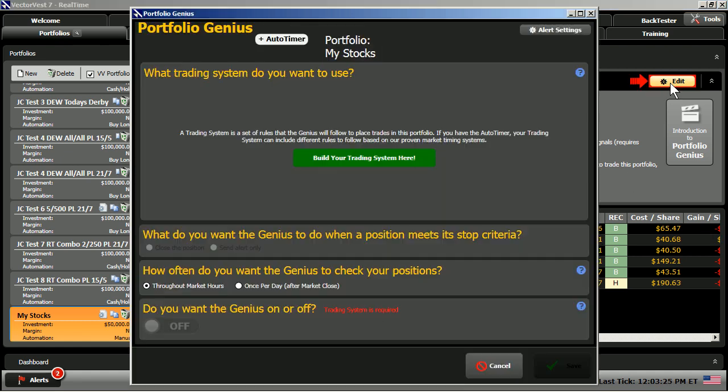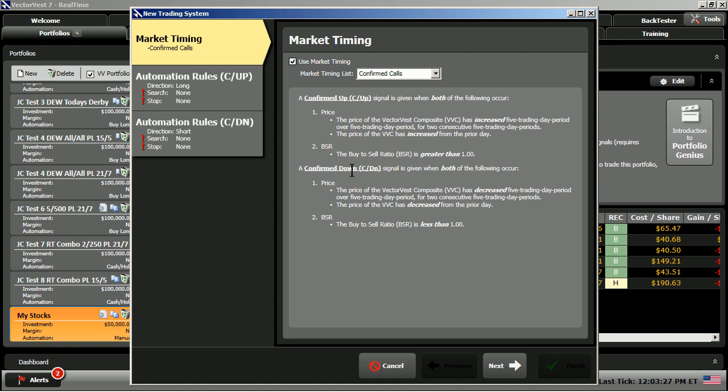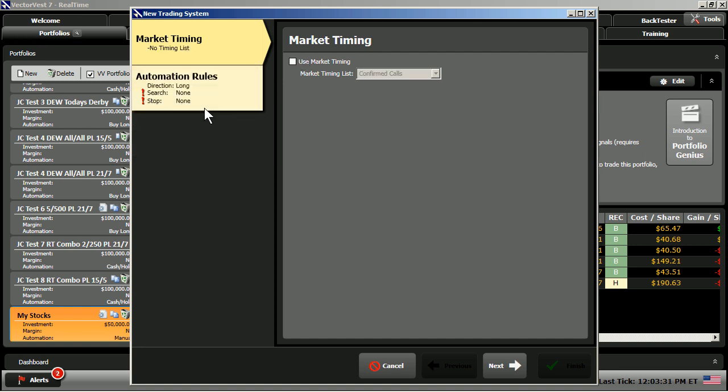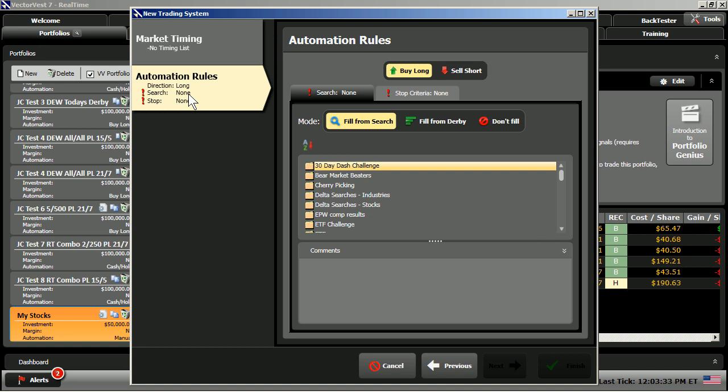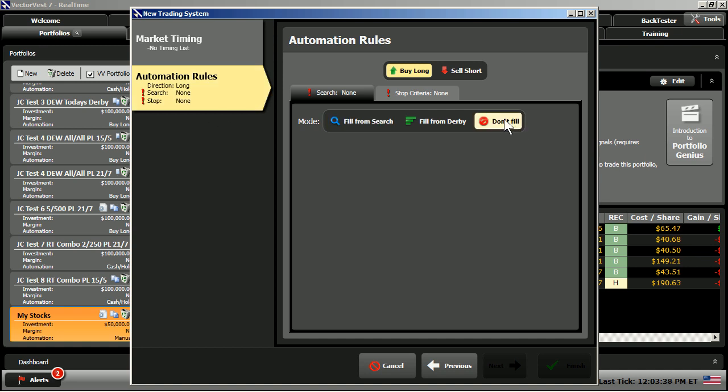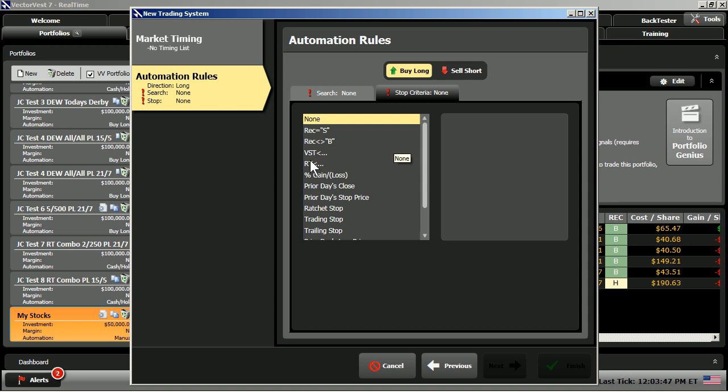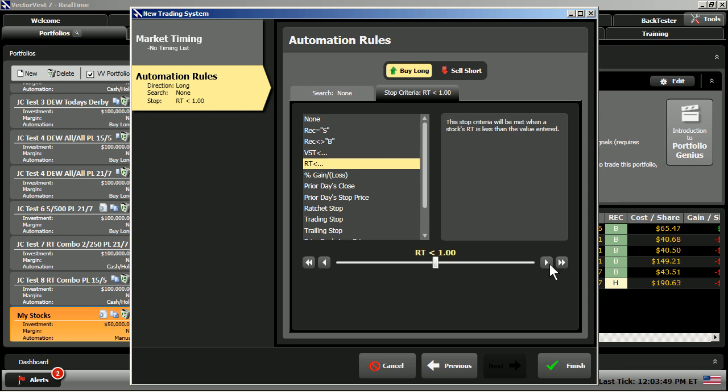So I'm going to click on Edit here and build a custom trading system. I'm not going to use market timing for this presentation. I'm going to go to the automation rules for the up situation. I'm not going to fill from a search, or if you have the Derby, you can also fill from the Derby. But I do want to set stop criteria. So I'm going to set stop criteria, and I'm going to say, alert me anytime the RT goes below 1.05.